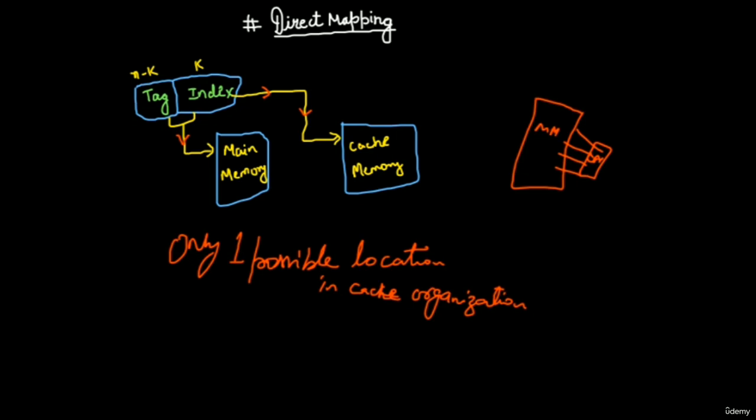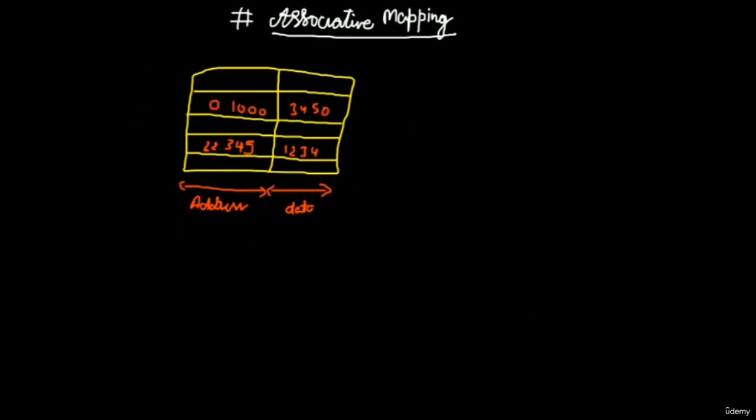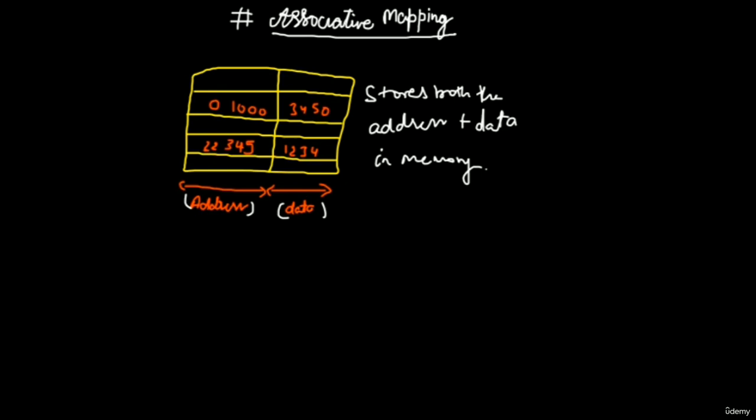Okay, now let's proceed to the next one, which is our associative mapping. Well, the associative memory stores both the address plus data. As you can see in the front of this diagram, it is storing address as well as the data in the memory word, in the memory.